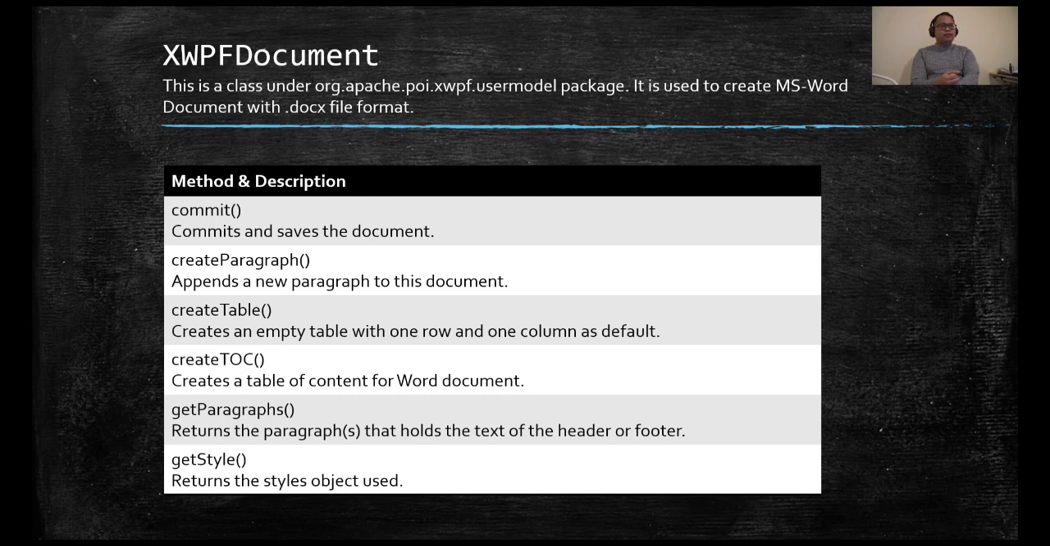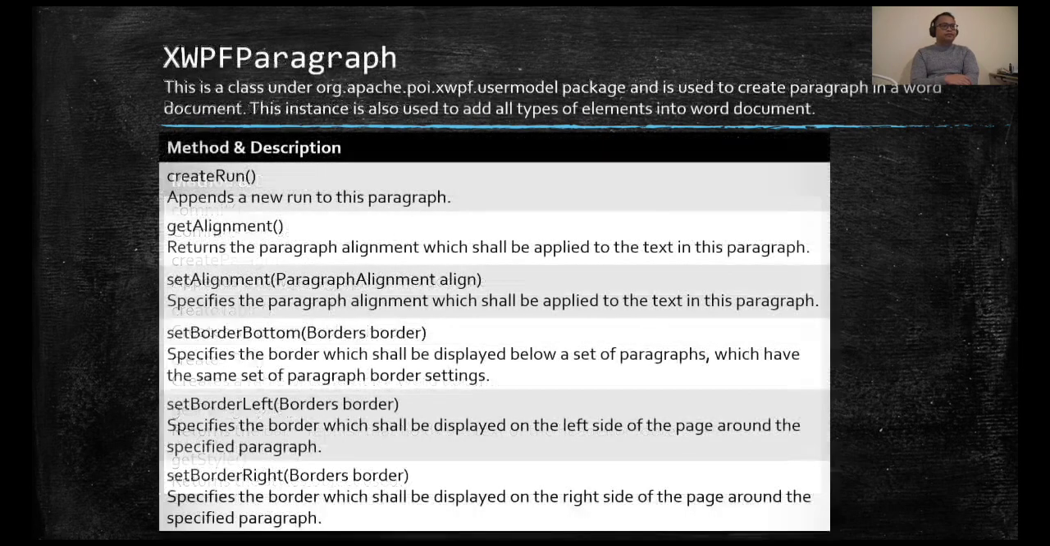Like XWPFDocument. It is used to create an MS Word document with the .docx file format. As you can see, those are some of the methods you can use from this class, like commit, create paragraph, create table, and create TOC, or table of contents. If you want to generate a table of contents, you can do it the same way you would in Microsoft Word. You can also get the style; the getStyle method will return the styles of the objects inside your Word document.